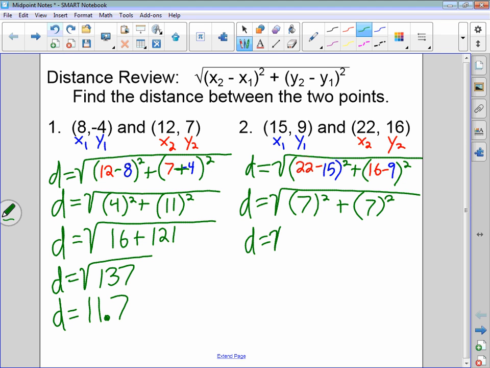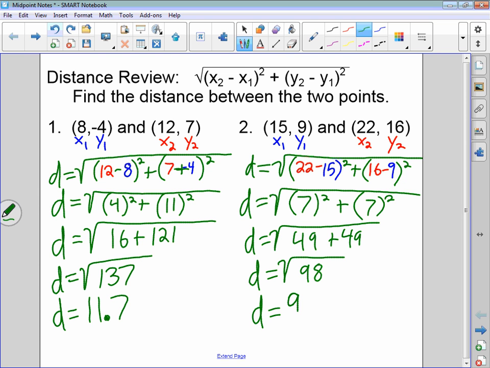7 squared is 49, so I have 49 plus another 7 squared, which is another 49. So I have the distance equals the square root of 98. And when I do this problem, I get 9.89. So I round this to 9.9. If you have any questions about distance formula still, we can speak next time in class in person.